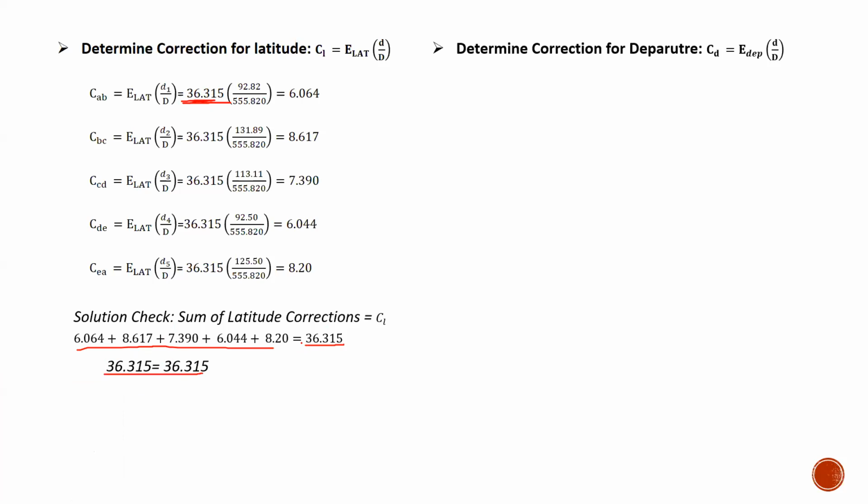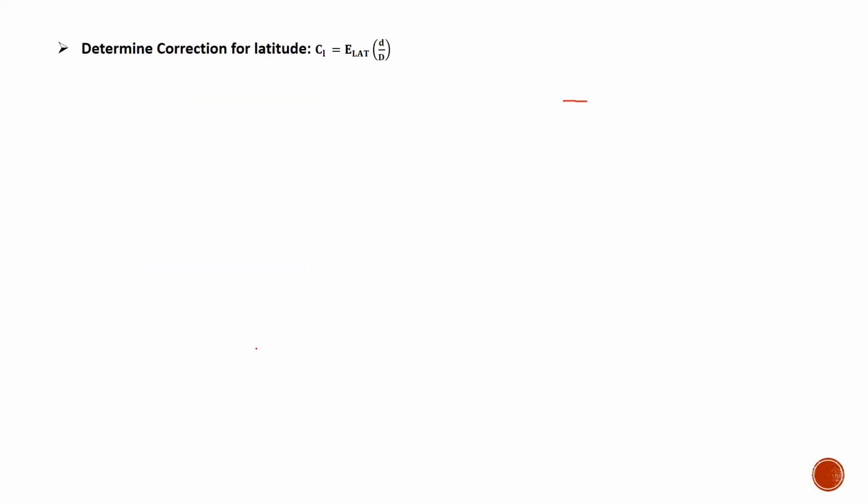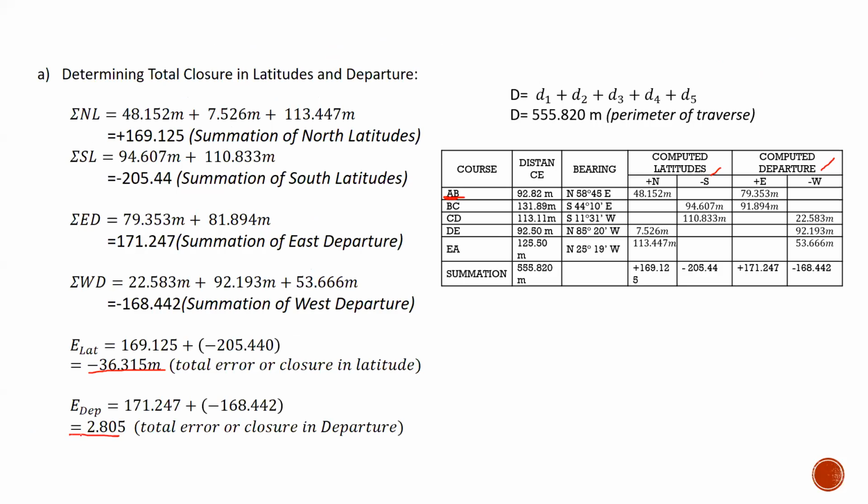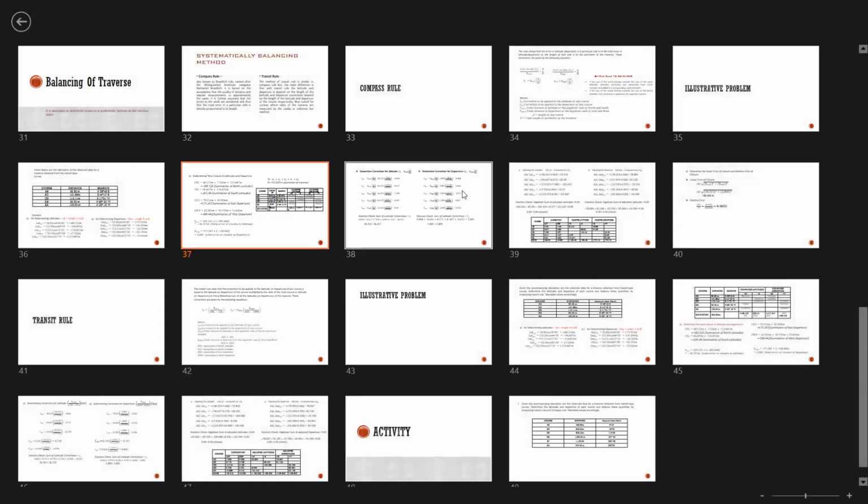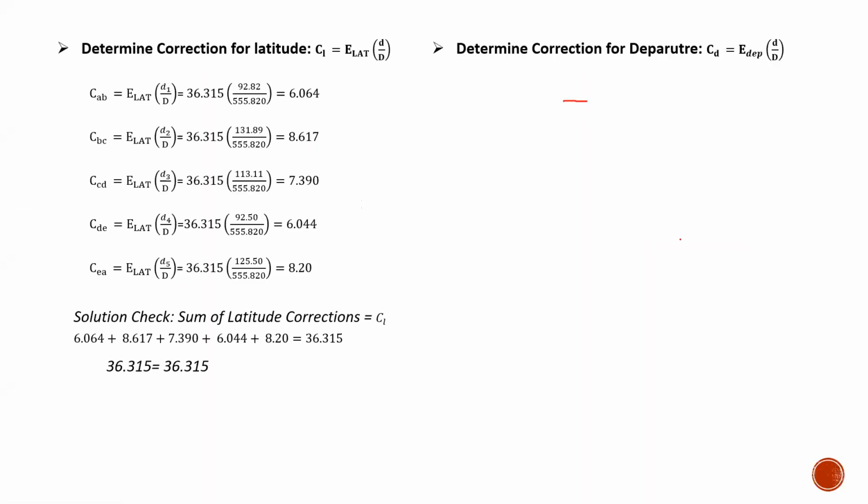Kung sa departure naman, it is just the same, but since we consider departure, ang paghahatian nila is yung error for the departure. And yung D all over D is just the same, like in latitude. Okay? So we have it here. So, i-departure natin, nakuha natin kanina, that is 2.805. So, kung di nyo alam kung saan yung kinuha, eto po yun. Error in departure, 2.805.